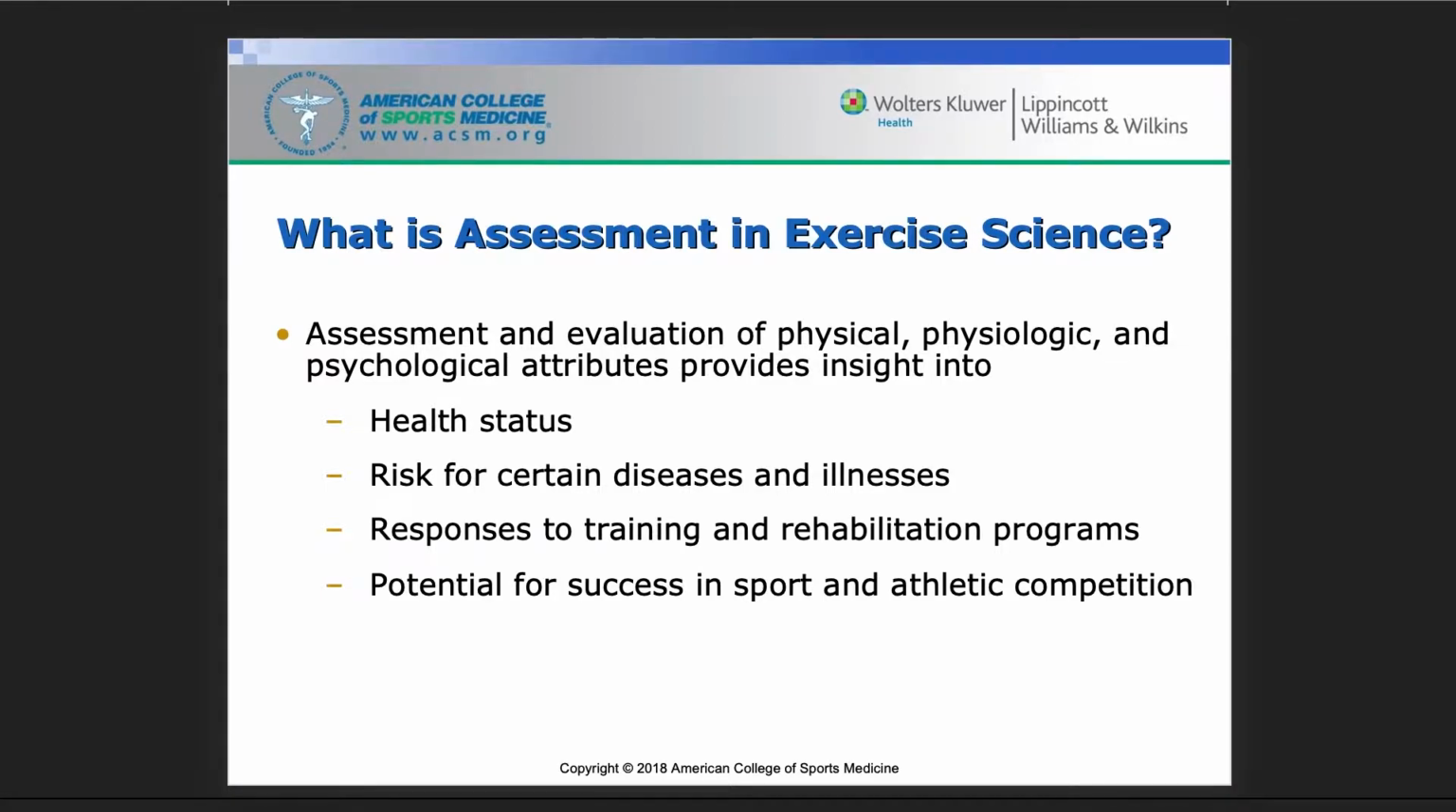And we talked about epidemiology and the epidemiological studies and why they are important. And that is part of this. And the responses that we have to training, and then also the rehabilitation programs. Then also the potential for success in sport and athletic competition, which a lot of people are obviously very interested in, because exercise science a lot of times deals with athletics. In fact, a good portion of you will probably go into athletic training or some sort of athletic field, maybe personal training, strength and conditioning, could even be coaching as well.